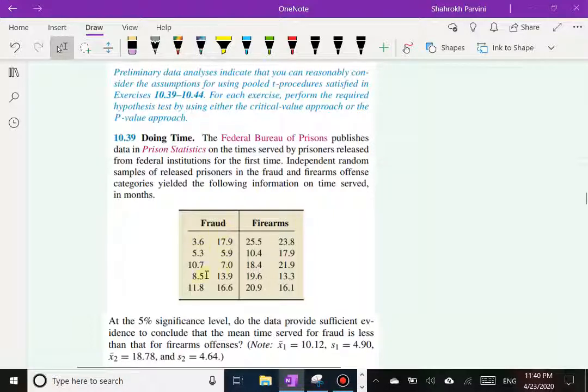These are the people that committed fraud, and these are the ones that committed firearms. And judging from the numbers, by the way, it seems as if the numbers for firearms are bigger overall. Of course, in the case of fraud, you do have a number, the highest is 16.6, right? Which is bigger than some of the times served for firearms, like in this case, this one and this one. But the majority of time served for firearms exceeds that of fraud.